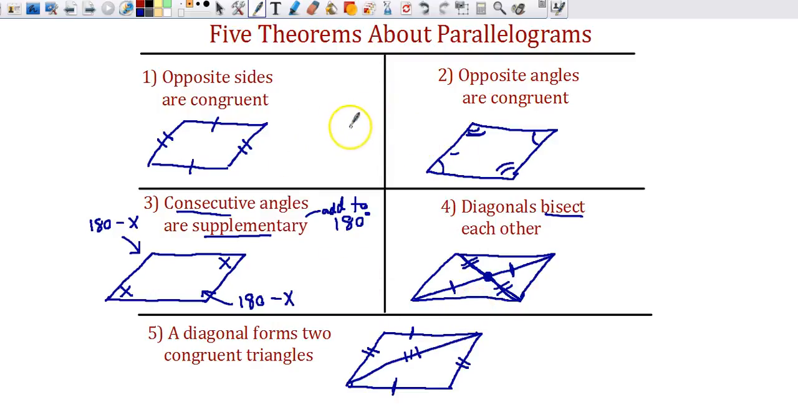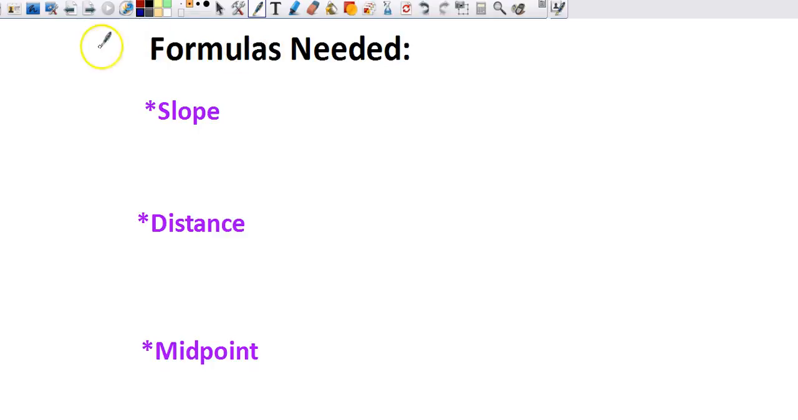And we mainly use this one here, this one and that one when we're proving on the graph, and then we'll use all of these when we're just solving equations and figuring out different problems. So let's start with some formulas that we're going to need on the graph, because we will need to use slope, distance, and midpoint.